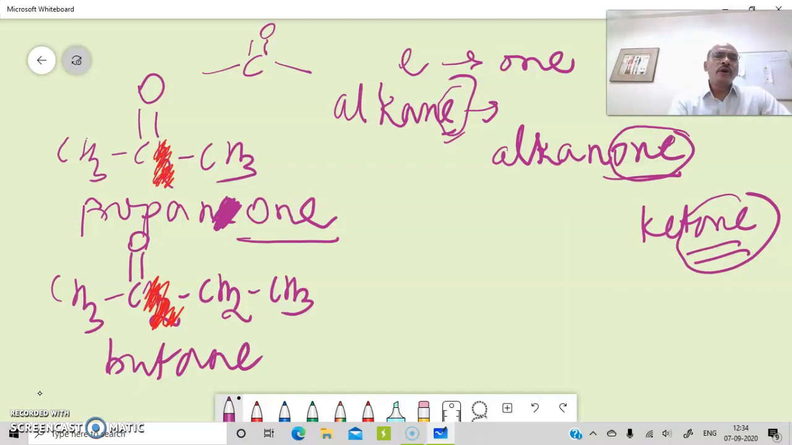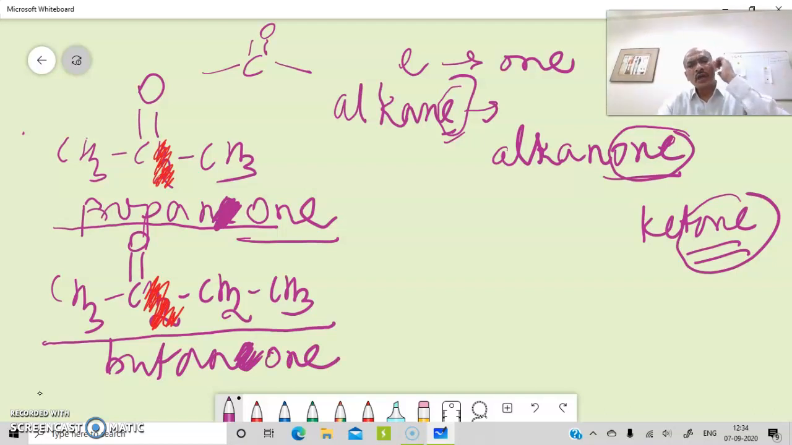So here the name of the first molecule of 3 carbon atoms will be propanone, and the name for the molecule containing 4 carbon atoms will be butanone. So here E you have to replace by ONE. So it becomes butanone. Okay, so that is the second example. So simply you have to change the parent alkane's E to ONE to make it a ketone. So it will be propanone, it will be butanone, like that. It is about simple molecules by the IUPAC system.